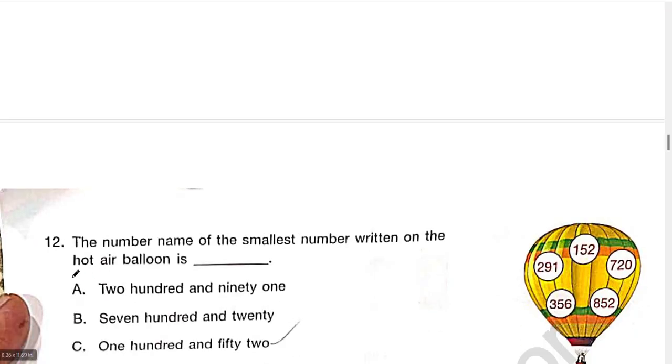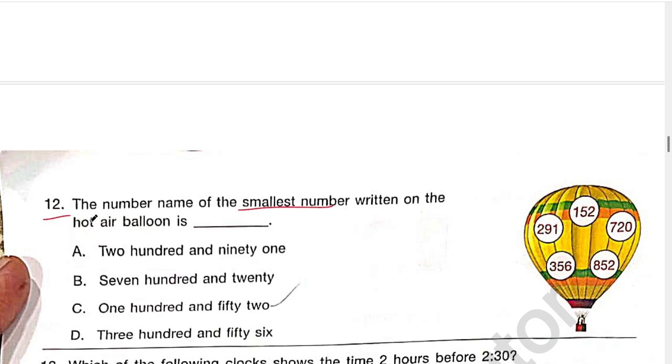Then question 12: the number name of the smallest number written on the hot air balloon is. So here we have to just write the number name of the smallest number. Smallest number amongst this is 152. The number name here is 152, option C. We should select this.